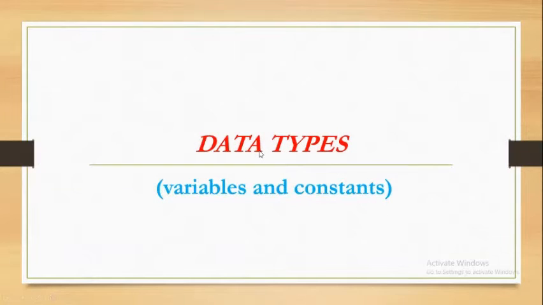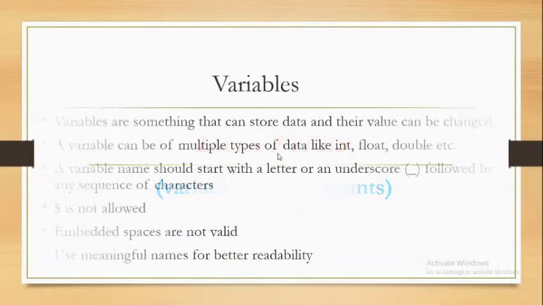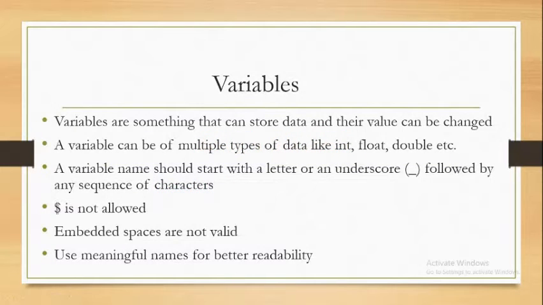So we are moving into the most important section of this video, that is data types. We will discuss various variables, constants, and the types of data they can store. Firstly, variables. Variables are something that can store data, and their value can be changed from time to time. A variable can be of multiple types of data, like int, float, double, etc. And remember one thing, a variable name should always start with a letter or an underscore and can be followed by any sequence of characters, be it a symbol, number, etc.